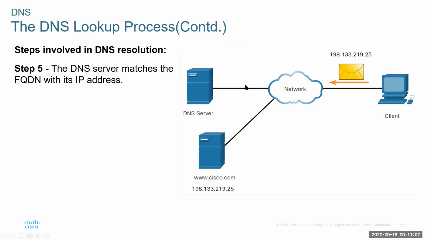So if it fails to match through, it's going to go out here. So a client then sends this out to the IP address, and it goes directly out to cisco.com once it's been resolved.